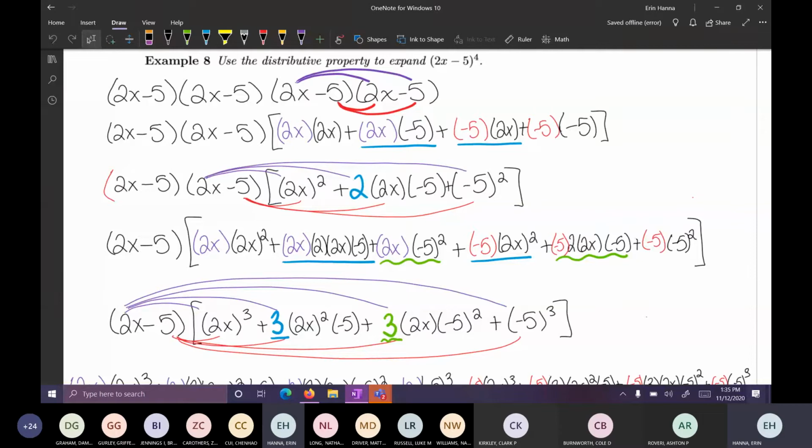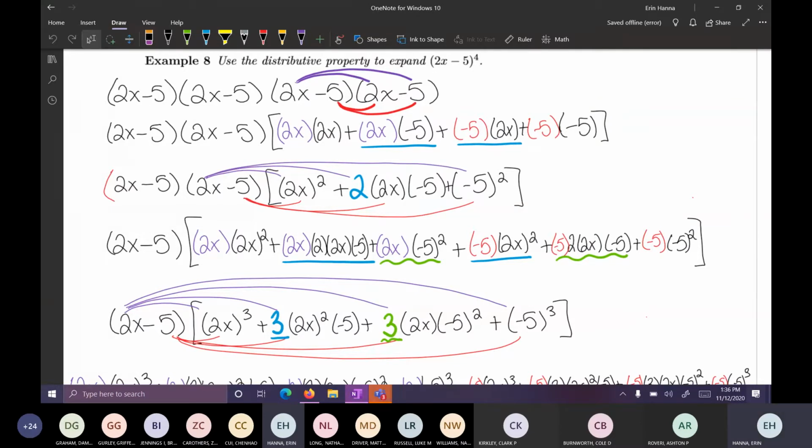So I'm trying to color code it a little bit, and when it gets to the things that kind of matter, I make it different lines in case people can't see the colors. But if we were going to distribute, kind of FOIL those back to 2x minus 5, the 2x goes to both terms. So that gives me my first 2 terms in that expansion. And then the -5 goes to both terms. So that gives me the last 2 in that expansion. And then notice that those 2 middle terms are both 2x times -5. So I end up with 2x times -5s. And then I just rewrite that as 2x squared and -5 squared.